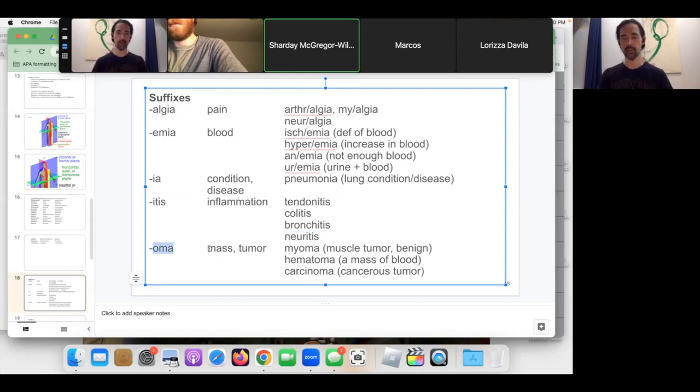Oma. Oma means mass or tumor. Myoma, that's a tumor of the muscles, often benign. Hematoma, that's a mass of blood. Carcinoma, that's a tumor that is cancerous.